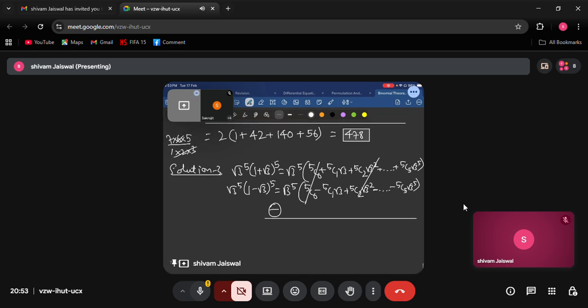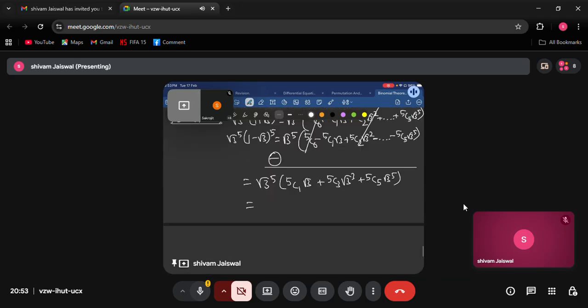Next. So what are you getting? You are going to get root 3 to the power 5 within brackets: 5c1 into root 3 plus 5c3 into root 3 cubed plus 5c5 into root 3 to the power 5. Right, tell me, are you getting? Shomita? Yes, sir. What are we getting? Root 3 to the power 5 is 9 root 3. 9 root 3 within brackets: 5 root 3 plus 10 root 3. 10 into 3, 30 root 3, plus 5c5 is 1 and root 3 to the power 5 is 9 root 3.